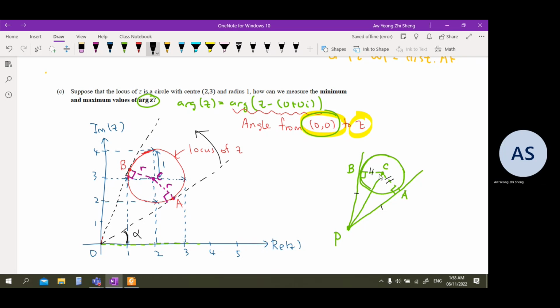Not only do the three corresponding sides have the same lengths, you also have equal corresponding angles, which means you have alpha here, alpha here. If this is beta, then this must also be beta, because PCB and PCA are congruent triangles. Congruent means the triangles have the same size, so the corresponding side lengths are equal and the corresponding angles are also equal.